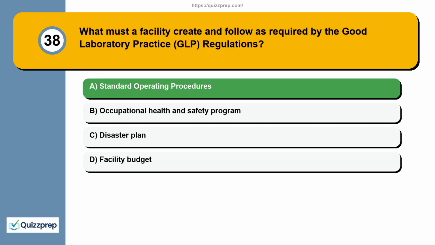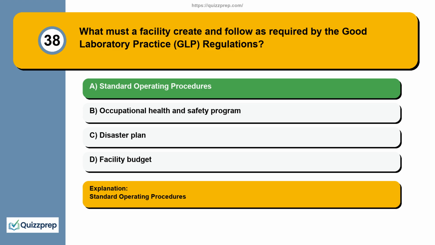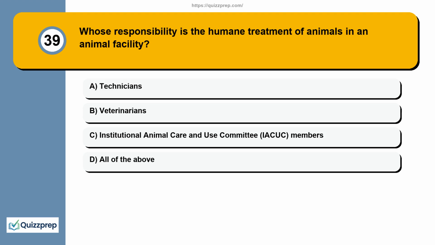The correct answer is option A, Standard Operating Procedures. Question 39. Whose responsibility is the humane treatment of animals in an animal facility?